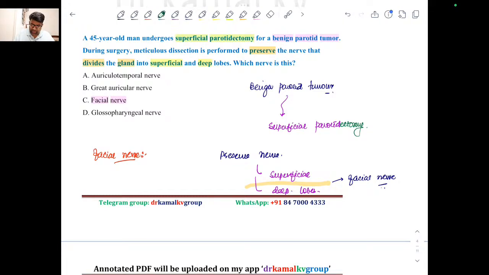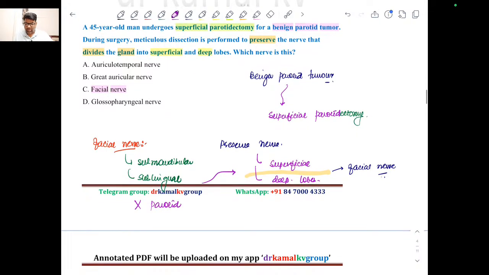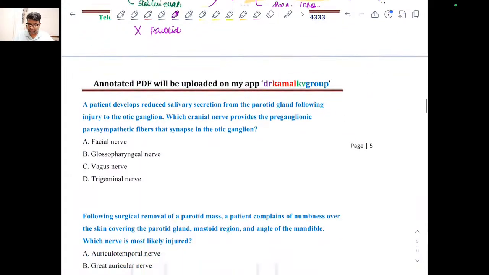The facial nerve is supplying the submandibular gland and the sublingual gland, but not the parotid. Although it is traveling through the parotid gland, still it is not supplying the parotid. So that's the anatomical beauty, right? So whenever we are operating, we have to preserve the facial nerve as it is passing through the substance of the parotid gland. Clear? So this is an FMG question, very basic one.